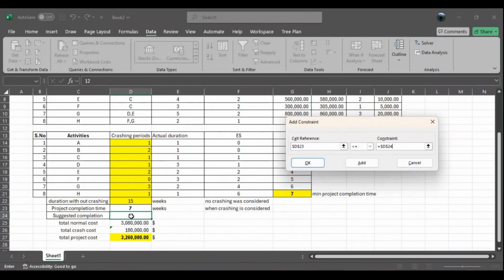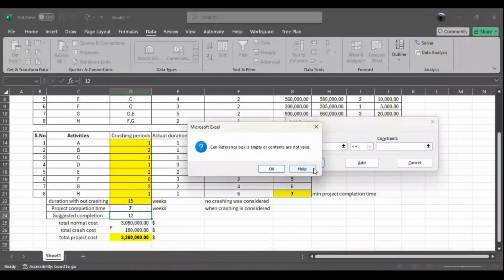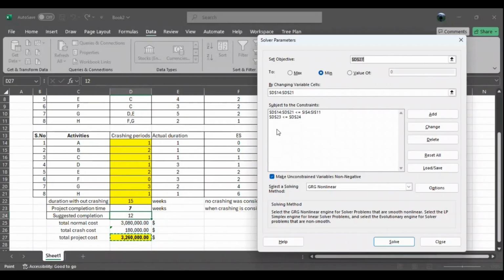So the suggested period is this. Our maximum amount of crashing to which we can bring that project in terms of time is 7. So we are putting up an equation that this left-hand side, which is represented by 7 weeks, should be either equal to or less than 12. And we'll let the simplex GRG nonlinear algorithm identify a value with which our cost is minimum, since we selected that in the objective cell. Once we do that, we'll simply click add. Now there is one more thing to do. So that second constraint is added.